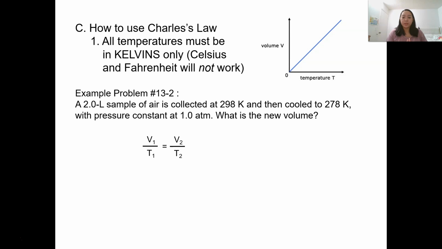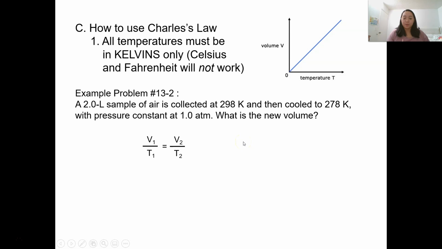Now I have a 2-liter sample of air, and it's collected at 298 Kelvin. And then cooled down to 278 Kelvin with a pressure constant at 1 atm. Whenever something says constant, it just means that it doesn't change. So the pressure throughout this whole thing where the temperature is cooled down stays the same. And the question asks you, what is the new volume?